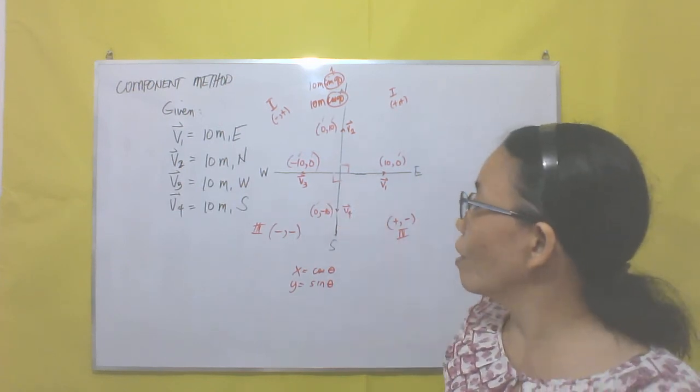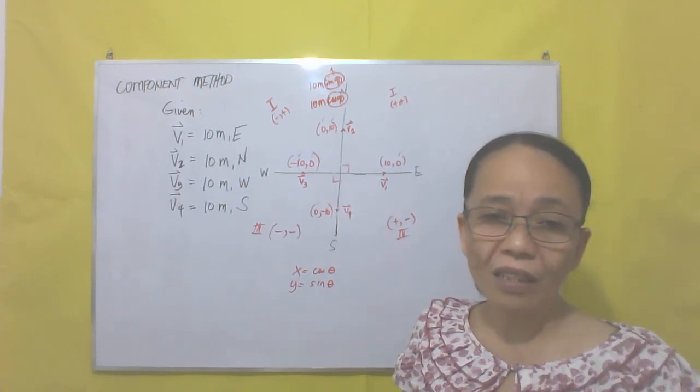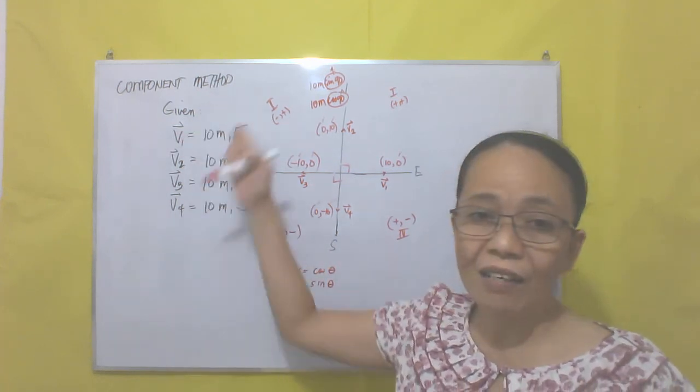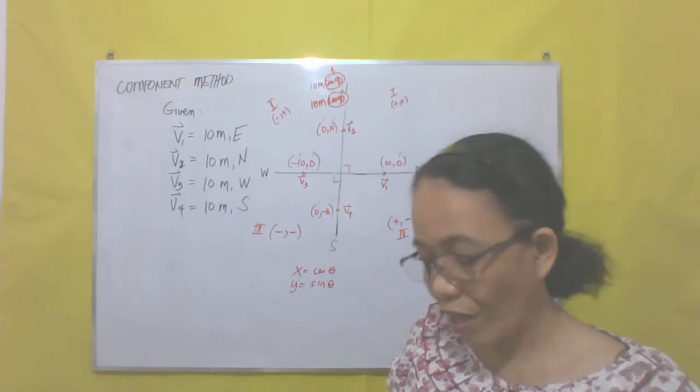So that is now our x and y components of the given vectors. Okay, one more example.